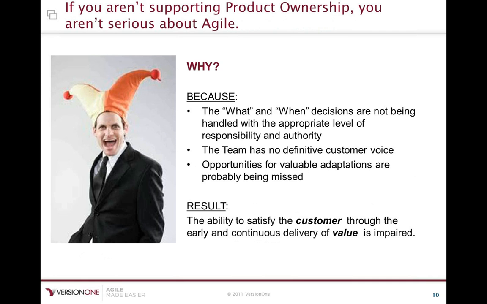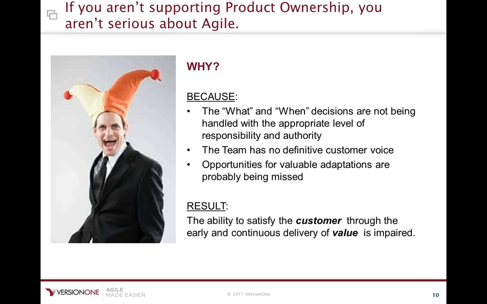Now, if you saw the lead-in information, the marketing information regarding this webinar, there was a statement in there talking about why you need to be serious about product ownership, to be serious about Agile. And hopefully, as what we've talked about so far, that should be becoming obvious. If we don't have that role in place, we've got the what and when decisions not being handled at the appropriate level of responsibility and authority. We also have a situation in this case often where we don't have a definitive customer voice.